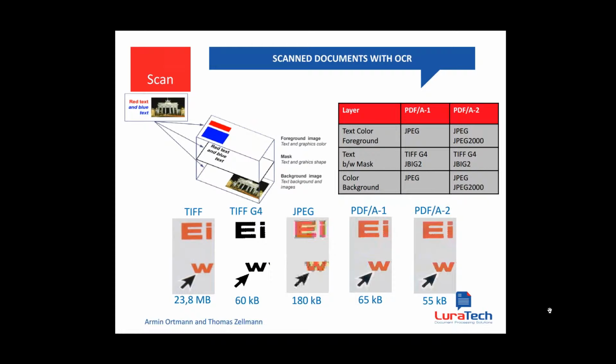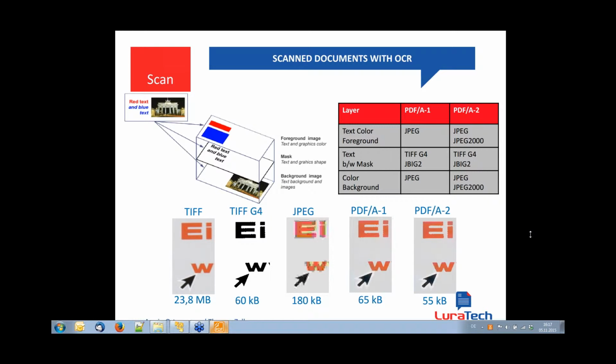For the scan world, this slide describes one of the major LuraTech benefits in the world of scanned documents. When you look to the upper left corner, you see a very generic document. It has some text, but this text is in color. It has some images, which can be an image, a graphic, or a table, things which are on your business documents.